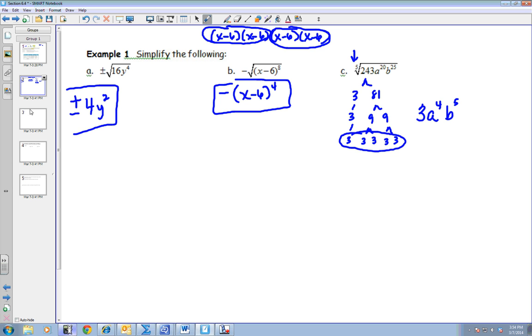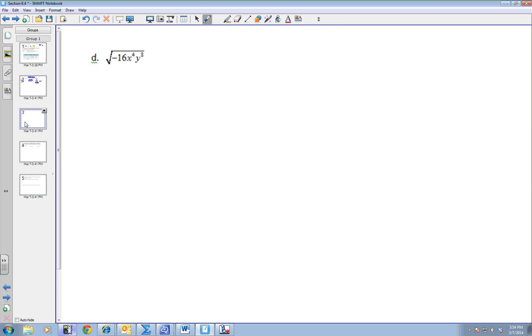Okay, let's do one more like that. Okay, square root of negative 16x to the 4th, y to the 8th. Well, first of all, I have a negative inside the square root sign. Okay, well, we know that we cannot have a negative square root. Now, here's what we have to be careful with.